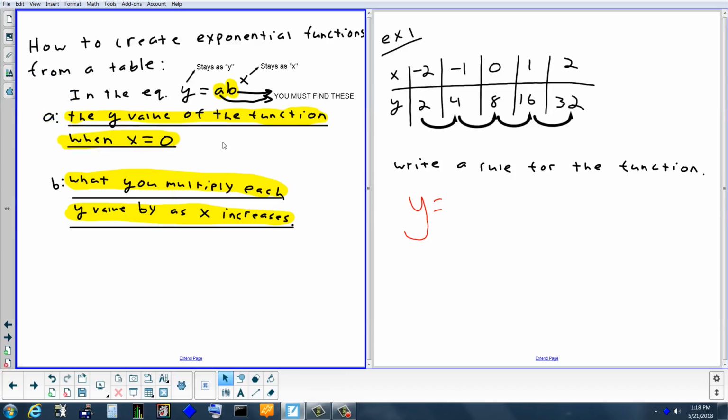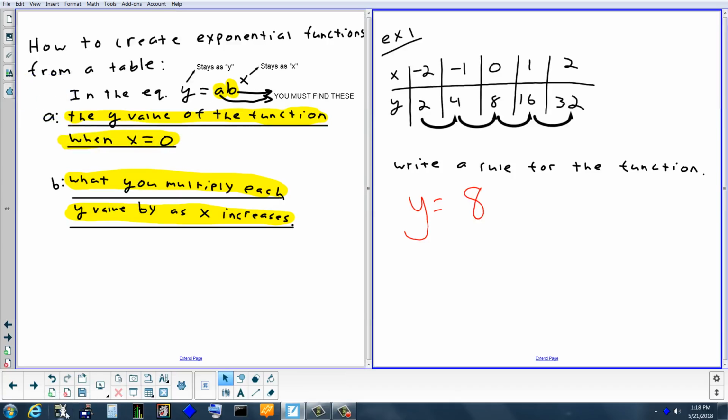It says the y value of the function when x equals 0. So look at x on the chart, and then whatever number's below it is your A. So let's find 0. There's 0, I go down, my y value is 8. So I'll put 8.